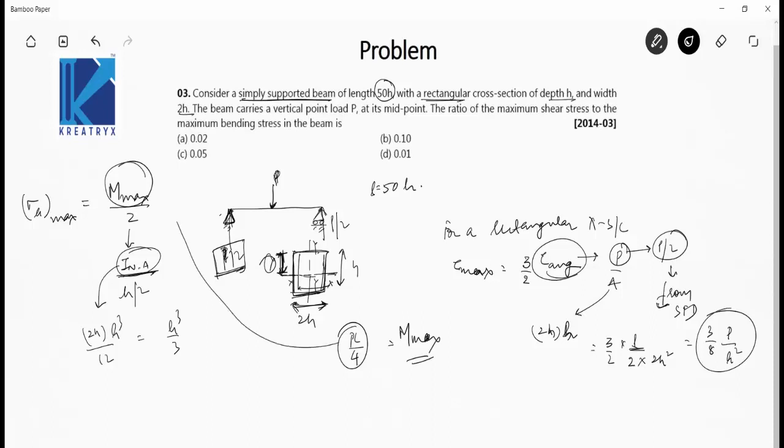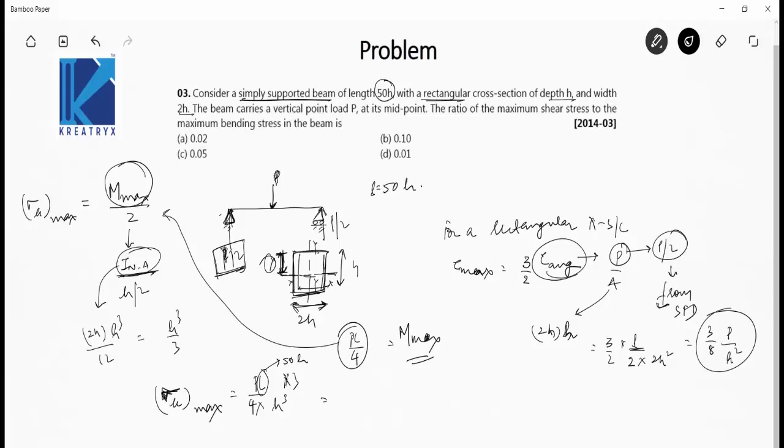So put these values here, sigma b maximum, that is maximum bending stress, will be equal to PL by 4, and this is h cube by 3. So L, what is the length of the beam? Length of the beam is 50h.